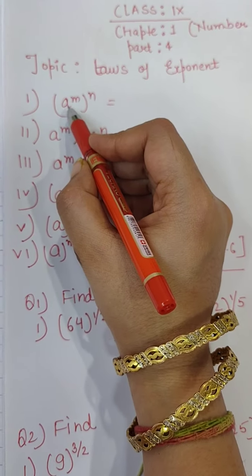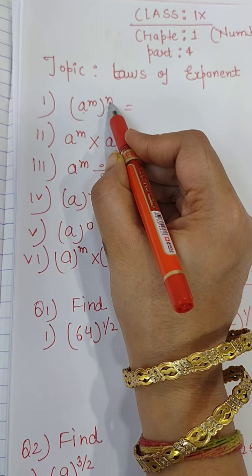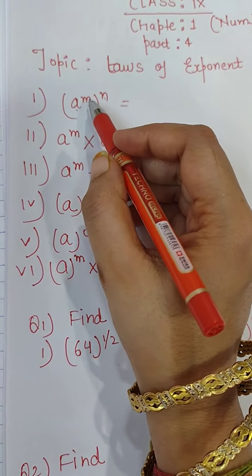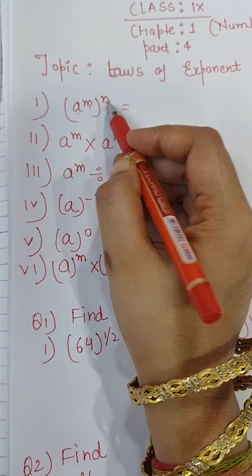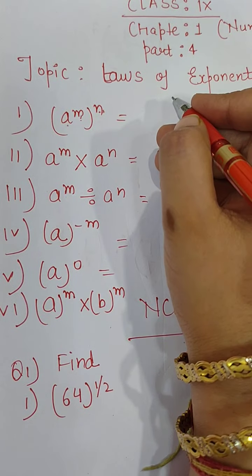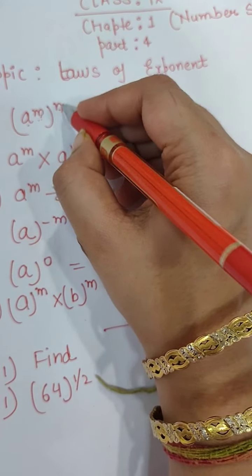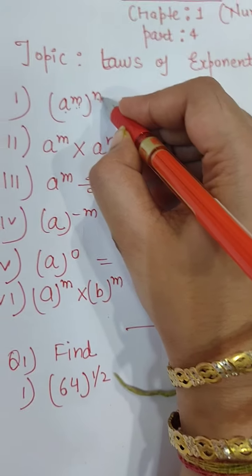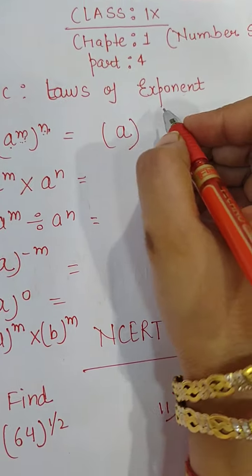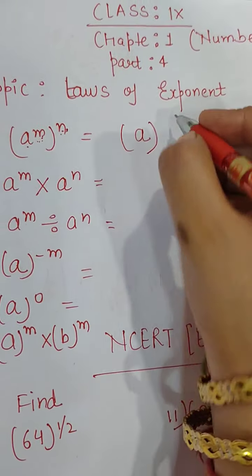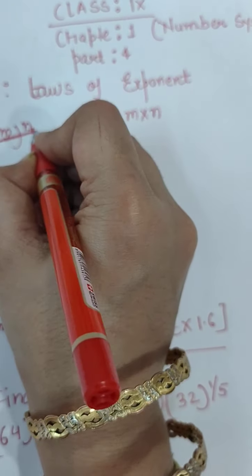First law of exponent is (a^m)^n. When we have two powers, then it means we will multiply the powers. Here a means any integer. When any integer has a power raised to a power, then both the powers will be multiplied. So the solution will be a raised to the power m into n. So we will multiply these both parts.